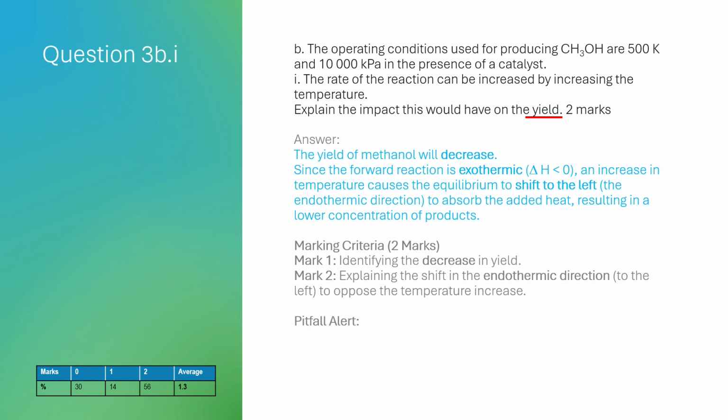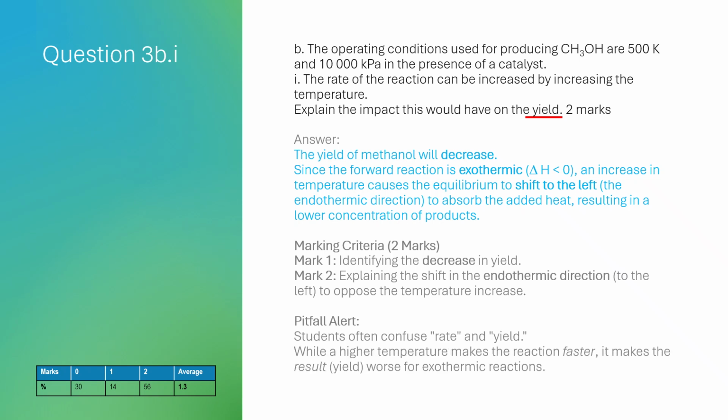Pitfall alert: students often confuse rate and yield. While a higher temperature makes the reaction faster, it makes the result, yield, worse for exothermic reactions. To increase the yield at a constant temperature, you must change the pressure or concentration.